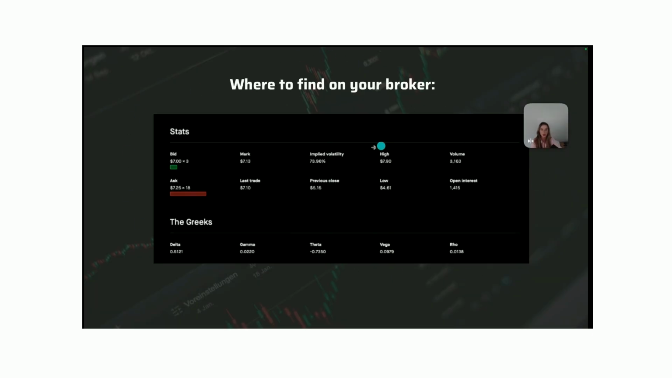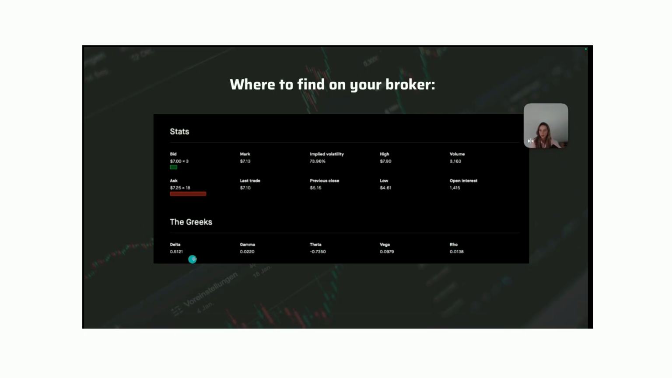Where to find this on your broker? So right here I have a Robinhood page set up. This was a contract that I had bought, and if you go into the contracts that you buy, you scroll down on Robinhood, it'll show you all the stats and the Greeks to your option. Obviously, you want to look at that before you buy it, but just so you know where it is, we have delta, we have gamma, we have theta, vega, rho.